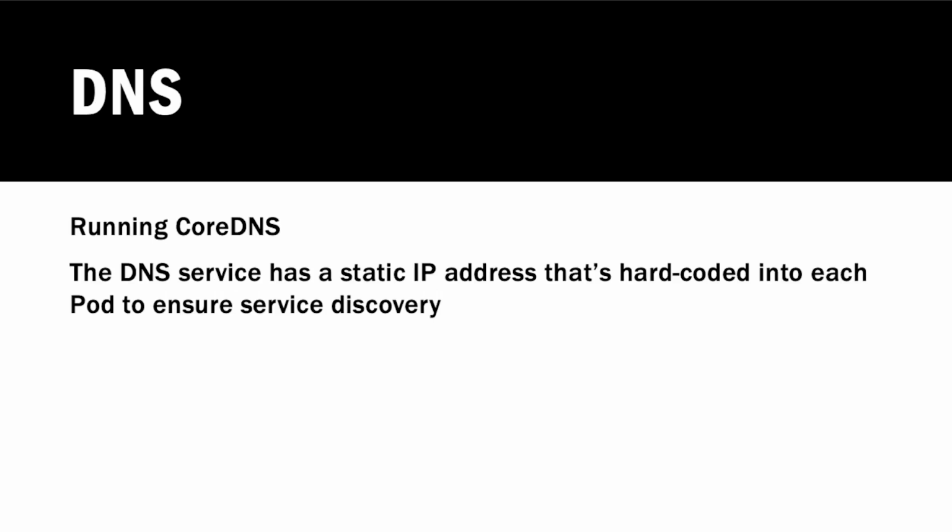DNS is huge in Kubernetes. It allows you to point ingress stuff. It allows you to have services that have specific names. It allows for communication. And the DNS service that runs in Kubernetes, which behind the scenes is just CoreDNS, has a static IP address that's hard-coded into each pod for service discovery. We're going to talk about services in just a second, but keep in mind that CoreDNS is running on the back end and that DNS service IP address is hard-coded into every pod by default. You don't have to do anything about it.